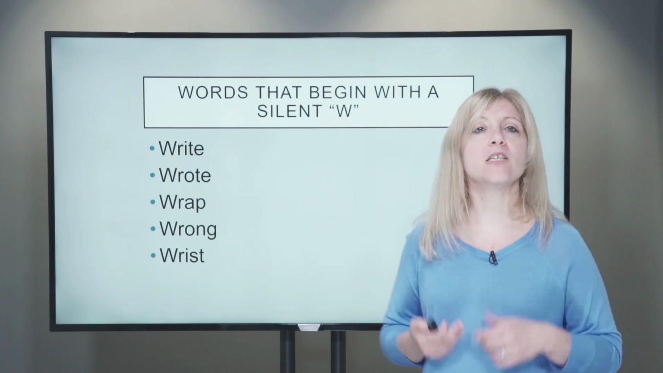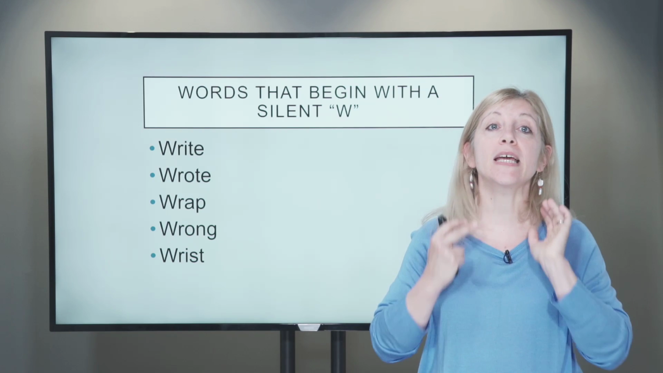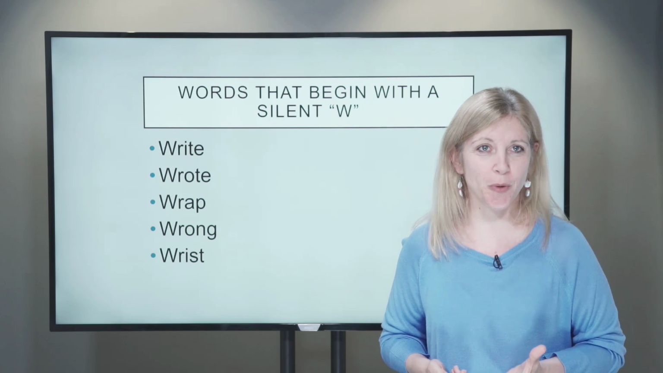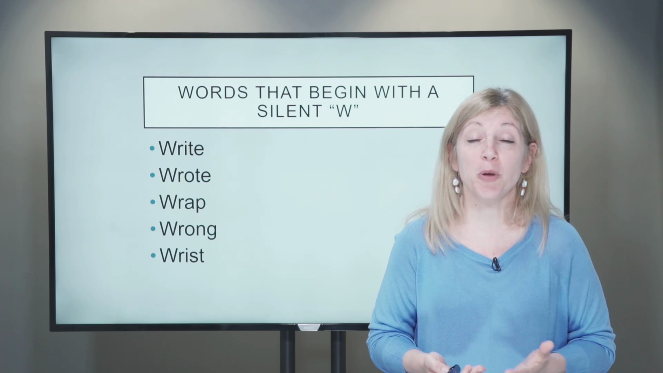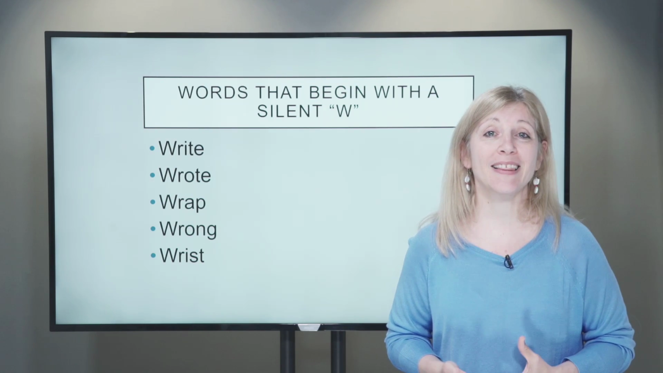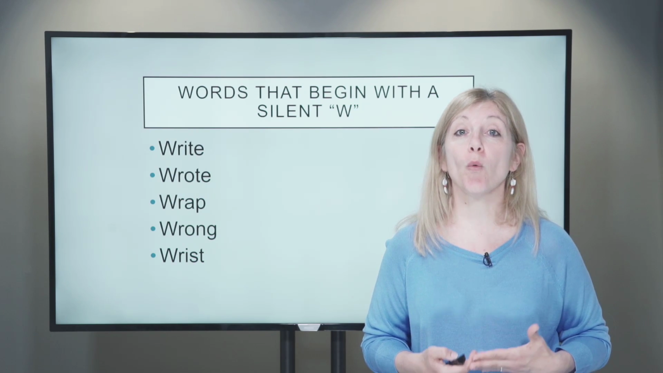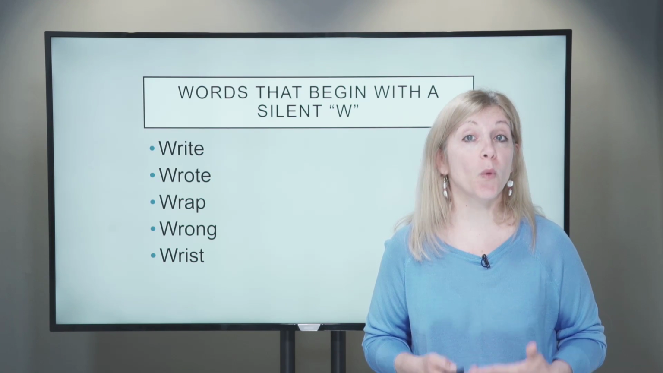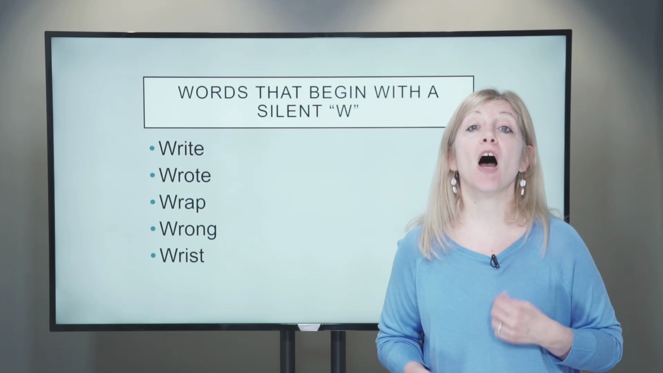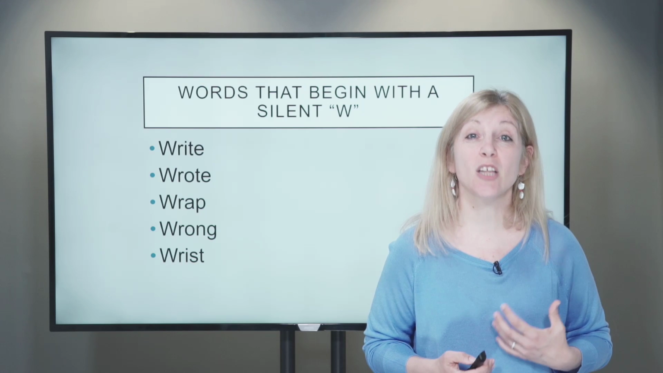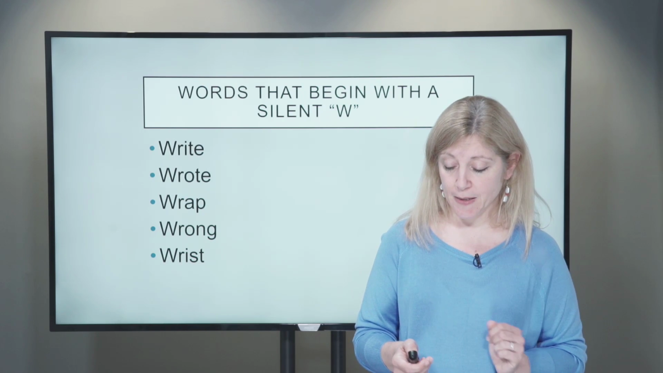And then finally, let's look at words that start with a silent W. These I'm sure you know, you probably do it automatically, but let's look at this list that I've got here behind me. Write, wrote, wrap, wrong, wrist. Everything starts with an R sound, but in fact we don't pronounce the W here.